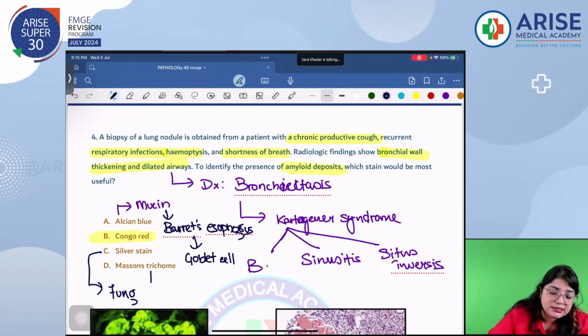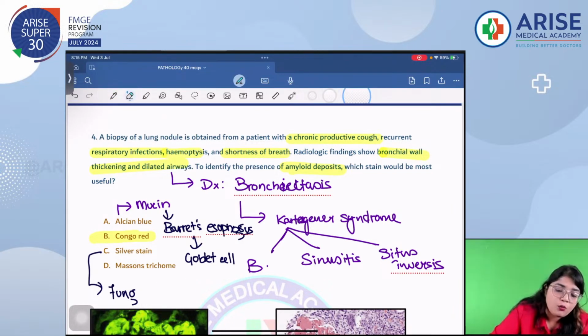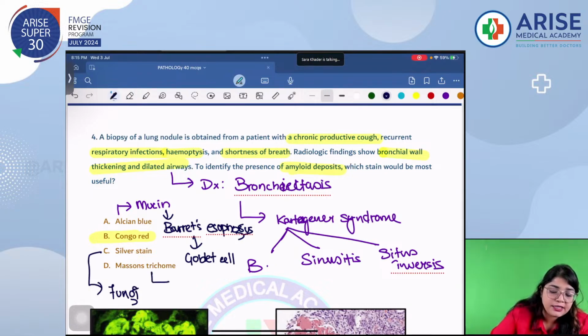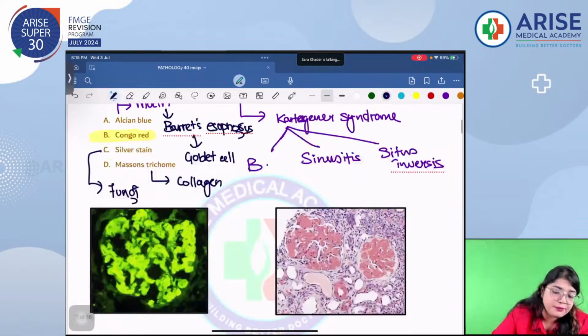While your Masson's trichrome, what does Masson's trichrome stain? It stains collagen. I hope you're able to remember all this.